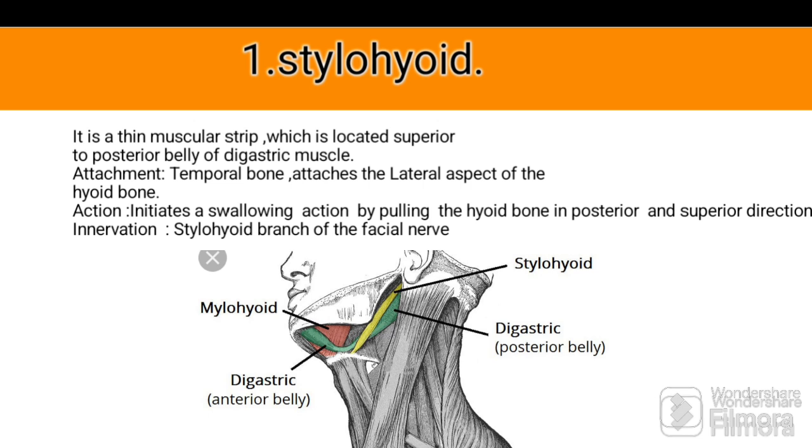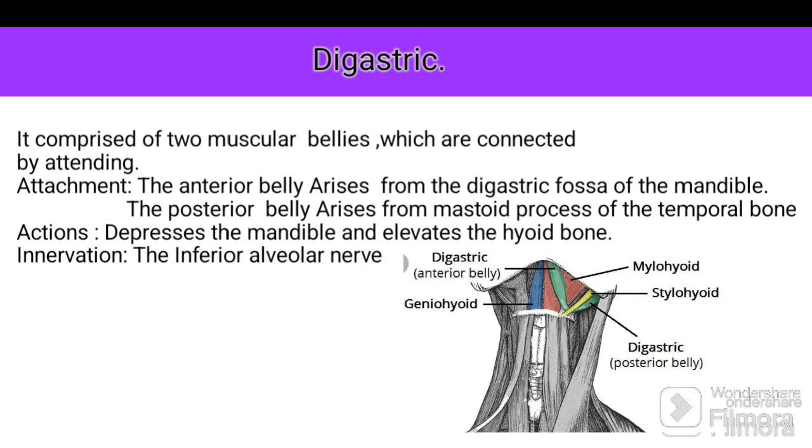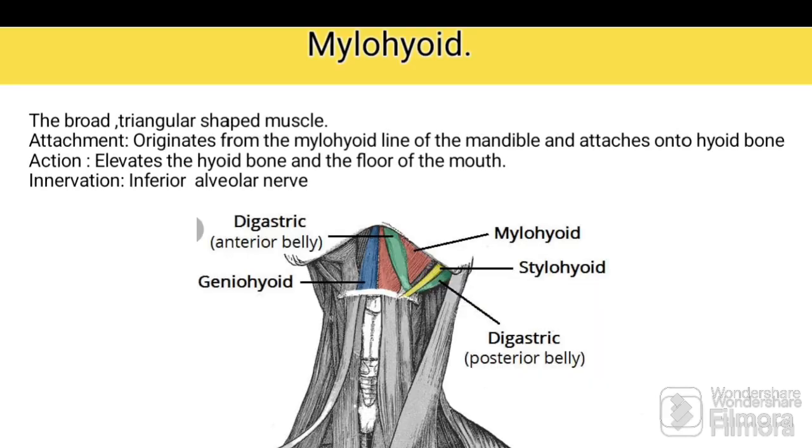Stylohyoid. It's a thin muscular strip which is located superior to the posterior belly of the digastric muscle. Its function initiates swallowing action. Digastric comprises 2 muscular bellies, the anterior belly and the posterior belly. Its function: it depresses the mandible and elevates the hyoid bone.